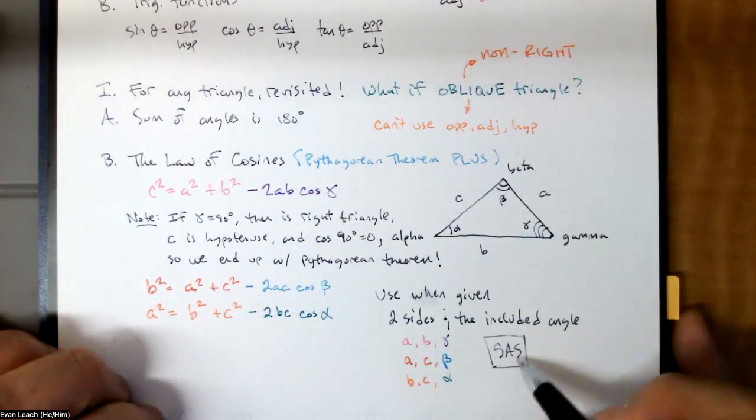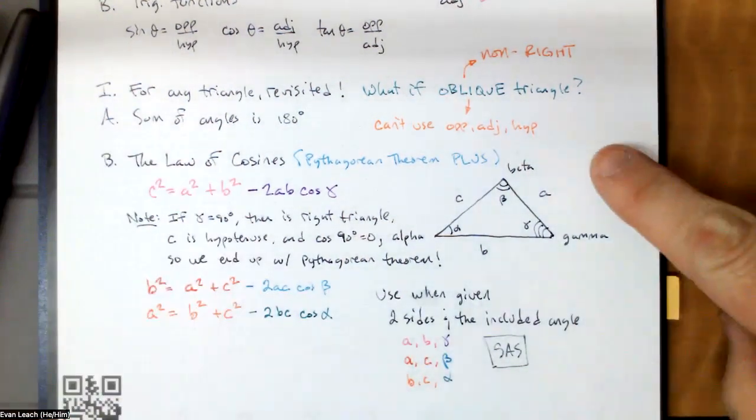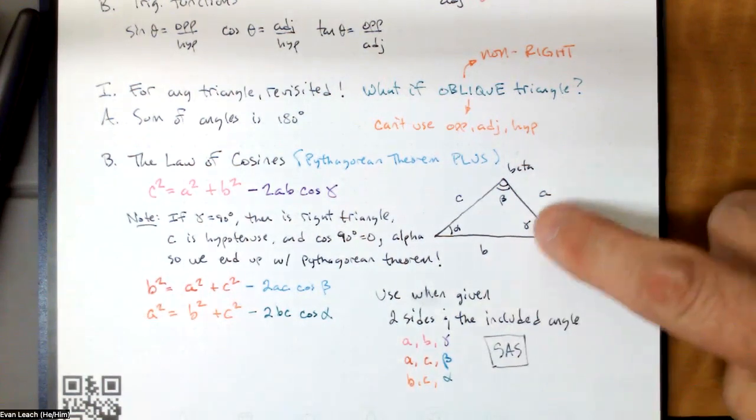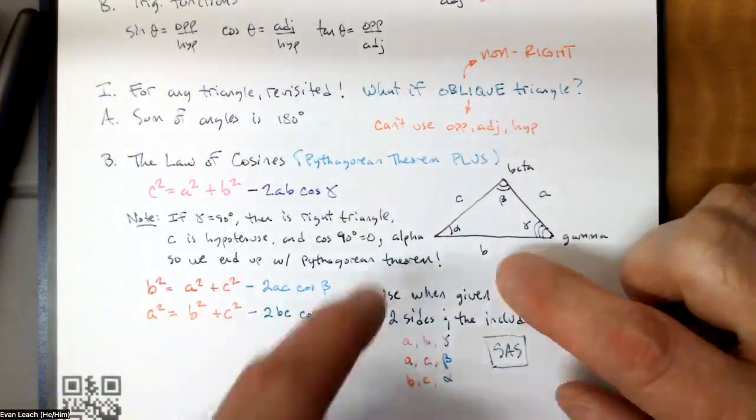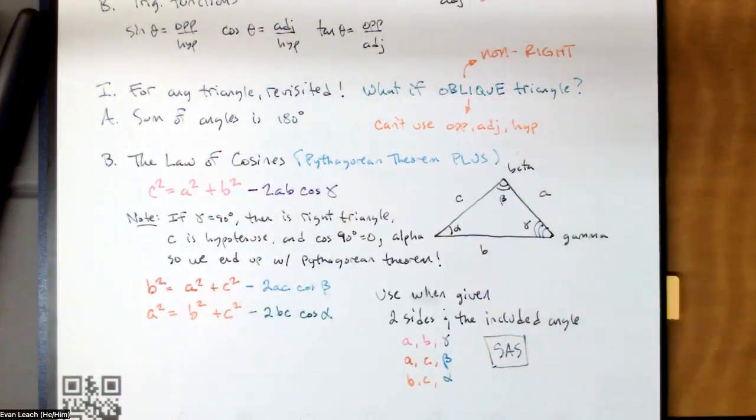We have two sides and the angle between those sides. Side A and B and gamma, which is made up of A and B. A and C and angle beta. B and C, angle alpha. That's SAS, two sides and the included angle. It's a super Pythagorean theorem. It's the Pythagorean theorem plus. It's the better version of the Pythagorean theorem.